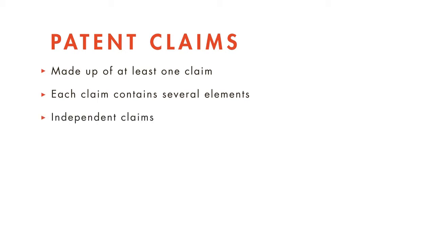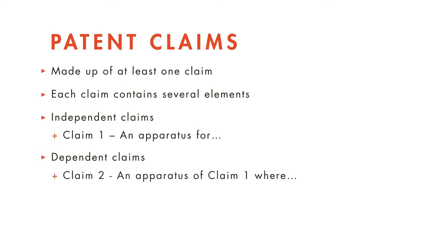An independent claim is a claim that stands by itself and comprises a set of limitations that define the scope of an invention. For example, a patent might include a claim that states, "Claim number one, an apparatus for reloading a tray of food." A dependent claim depends on an independent claim and adds additional limitations to the claim. For example, a dependent claim to claim number one would be claim number two, an apparatus of claim number one, where the apparatus is spring-loaded.